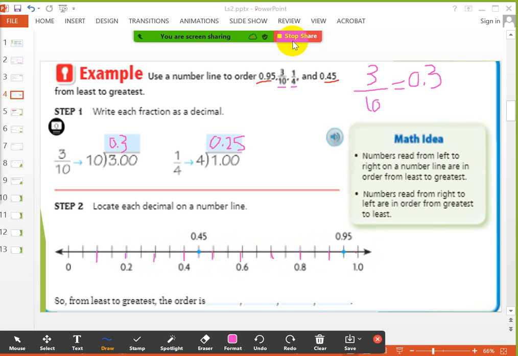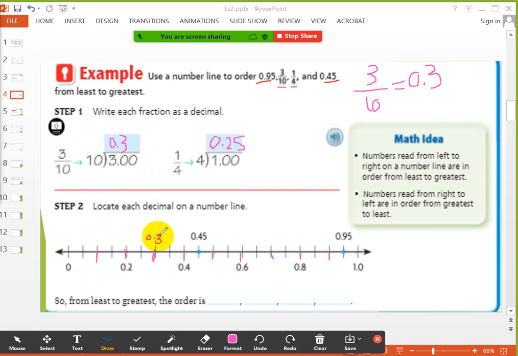So the number line is drawn already. If I want to locate the first number, 0.95, it is after 0.90, in the middle. Now 3 over 10, I have to know the decimal number, 0.3. 3 over 10 equals 0.3. If I want to locate this number, where will it be? This is 0.1, this is 0.2, so this one will be 0.3.